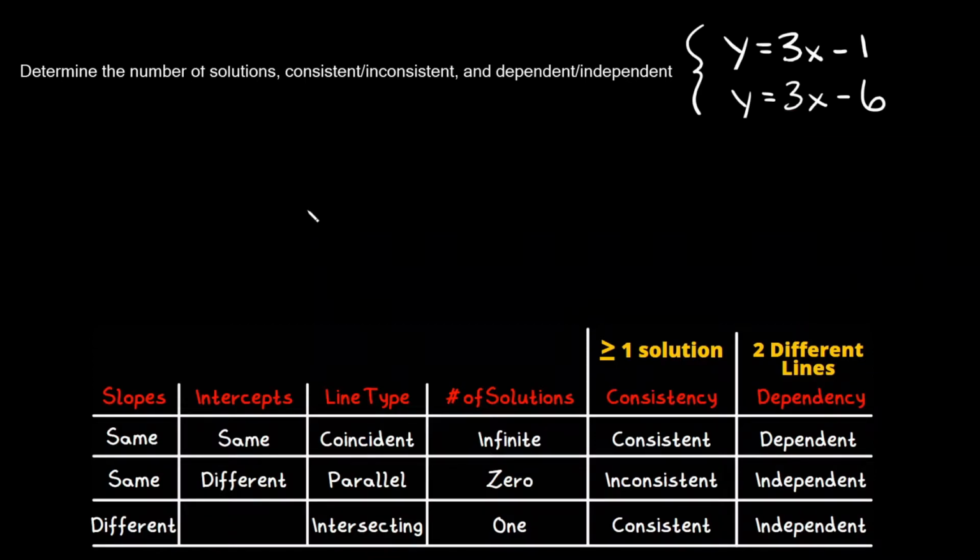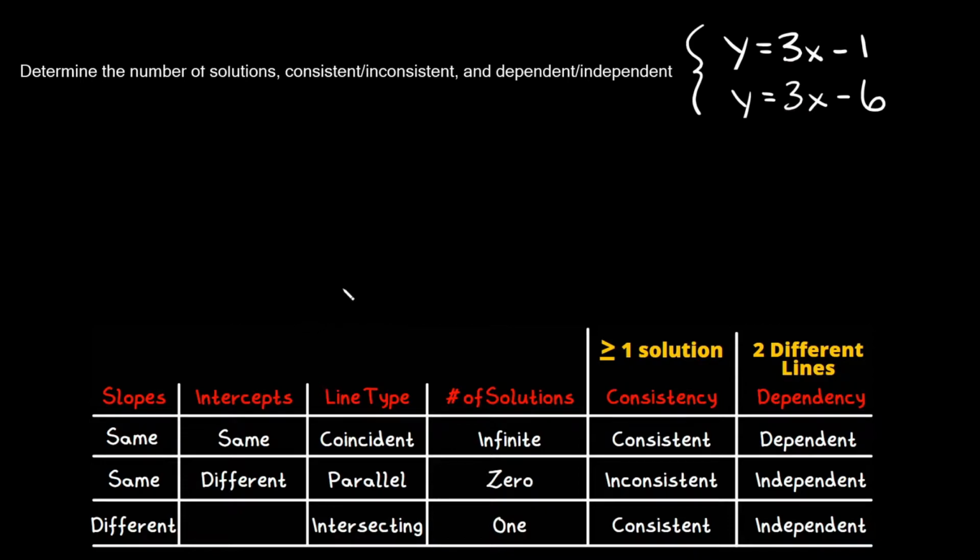So in this video, I'm going to teach you how to determine the number of solutions, consistency, and dependency of a system of equations, okay? As you can see, I made a handy-dandy table right here that's going to help us out. We're basically going to use it for the first example, and then I'm going to take some pieces away for the next two examples, okay?